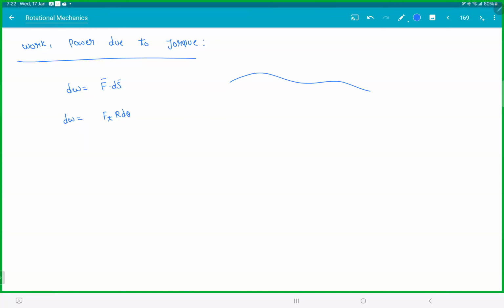So basically, if something is going on a track here, this is your R d theta. This is ds. And this is your tangential force. And we know F tangential into R becomes torque. So the work done formula can be written as integral of torque dot d theta. Remember, torque and d theta also are vectors. If torque is constant, then you can write torque times d theta.